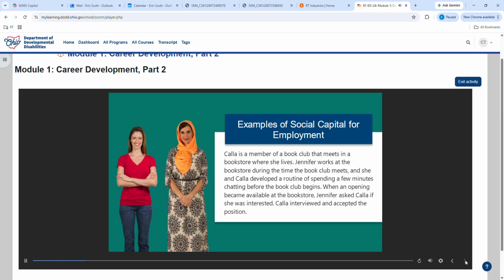Kala is a member of a book club that meets in a bookstore where she lives. Jennifer works at the bookstore during the time the book club meets, and she and Kala developed a routine of spending a few minutes chatting before the book club begins. When an opening became available at the bookstore, Jennifer asked Kala if she was interested. Kala interviewed and accepted the position.